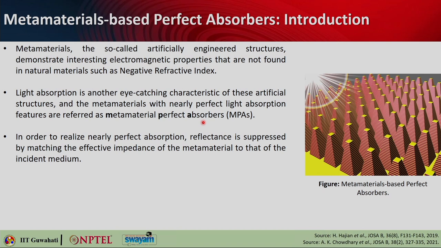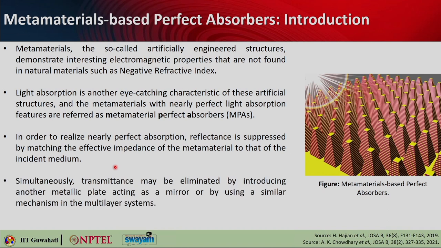Now, in order to realize perfect absorption, reflectance is suppressed. And how do you do that? You do that by matching the effective impedance of the metamaterial to that of the incident medium. So whenever there is no impedance mismatch, there is no reflection. And when light falls on an interface, there are three phenomena that take place. One is reflection, one is absorption, the other one is transmission.